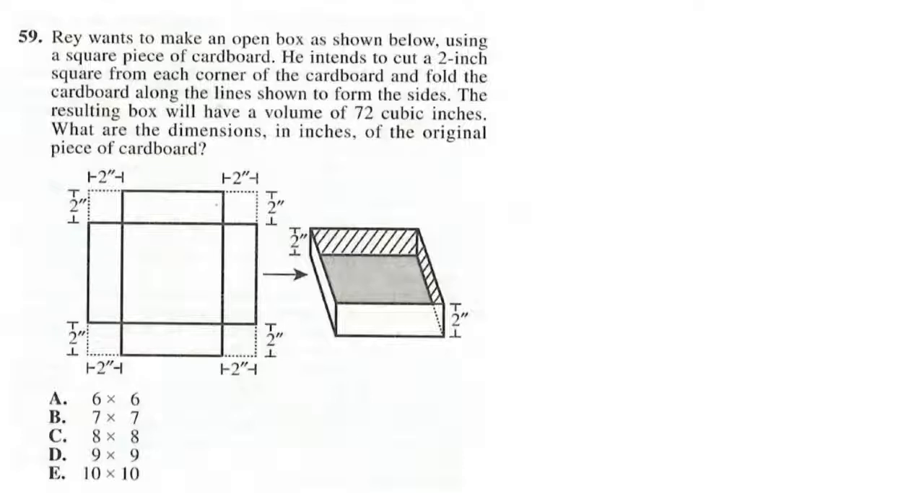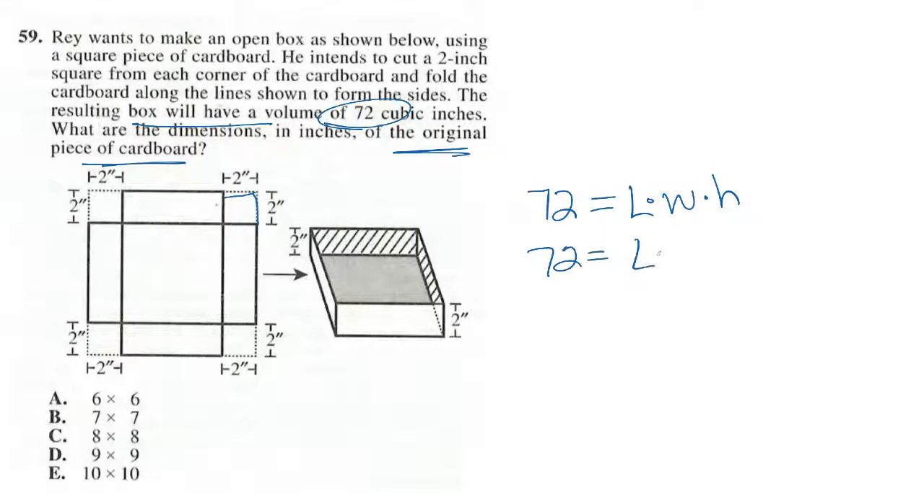For number 59, we are given that this person is going to cut off these edges, and they made a nice little box that has a volume of 72 cubic inches. So that tells me 72 is equal to length times width times height. Well, we need to know the original cardboard. What were the dimensions of that? We know the height is 2, so I can substitute that in, and we see that 36 is our length times our width.